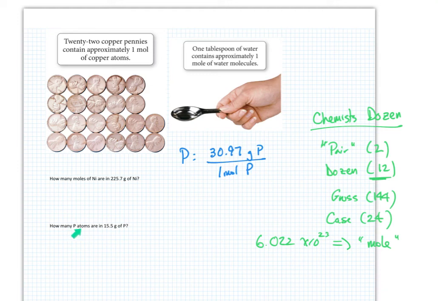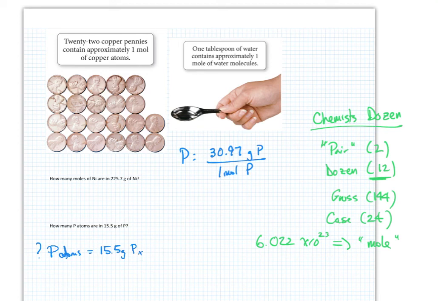Okay, so let's take a stab at this one. How many phosphorus atoms in 15.5 grams of phosphorus? This is my number that changes. We always start with the number that's changing. This could be anything. I can make up any number for this, 75, 15.78, but the rest of it's not going to change. So I'm going to say how many phosphorus atoms. That's what I'm trying to shoot for. And I'm going to start with my number that can change, 15.5 grams phosphorus.